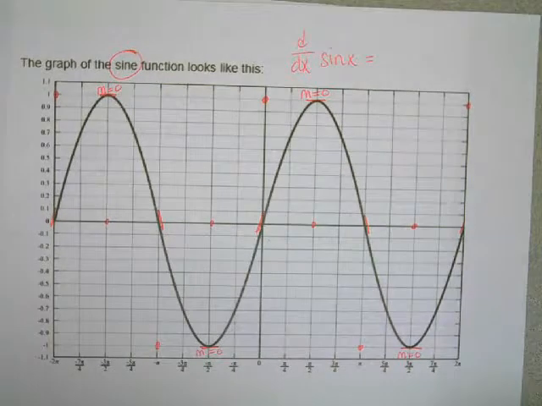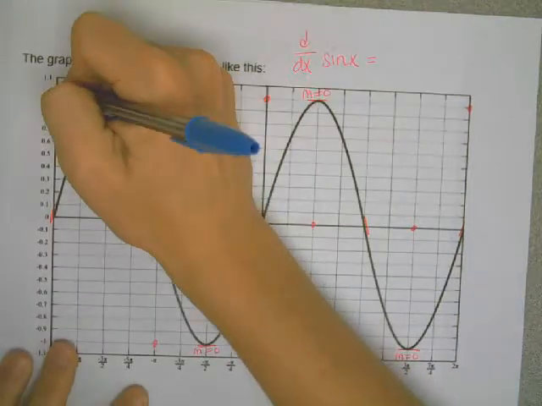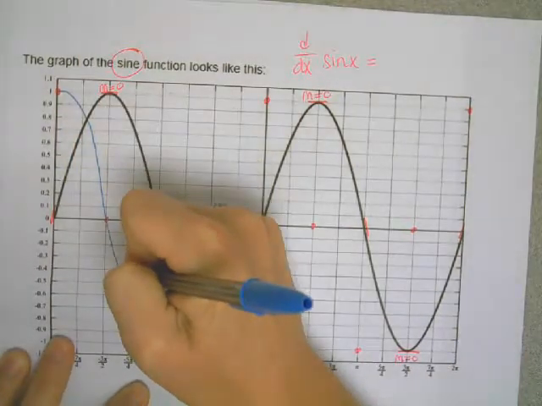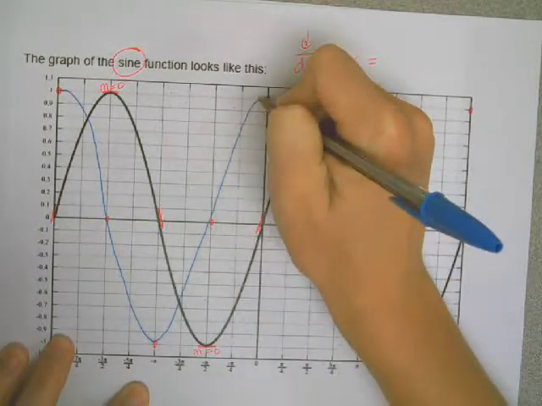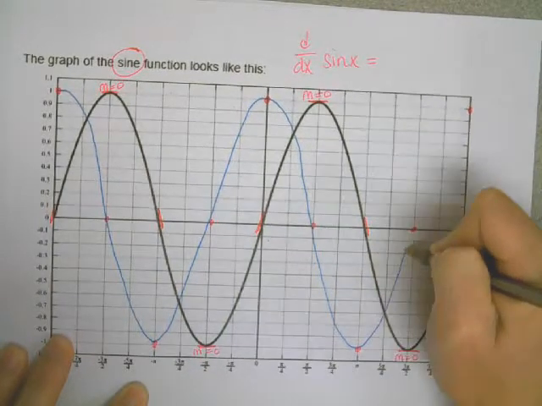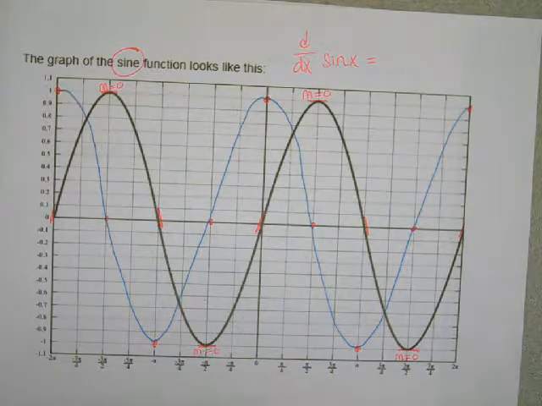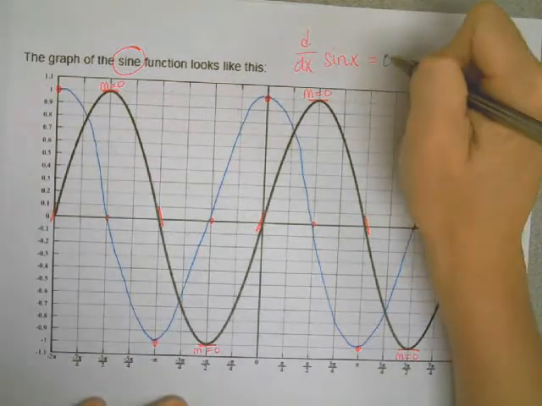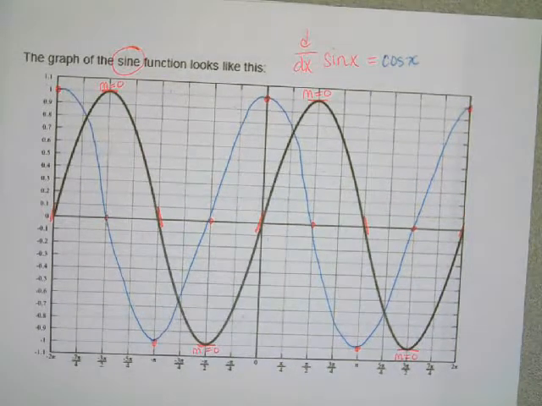If I were to graph this slope graph, and I connect them all, hopefully you notice something. So the derivative of sine x looks very familiar to another curve that we are very well known for, and the derivative of sine x happens to be cosine x. So that is your first derivative that you want to write down for your notes.